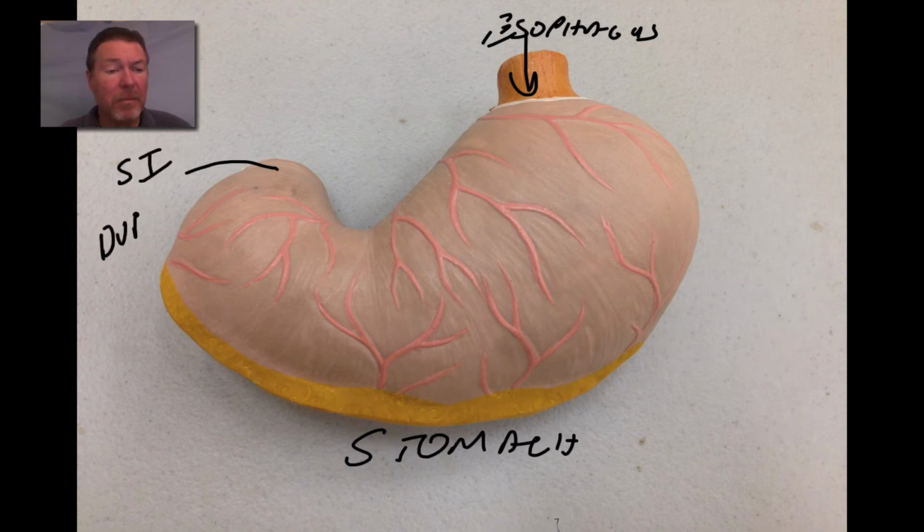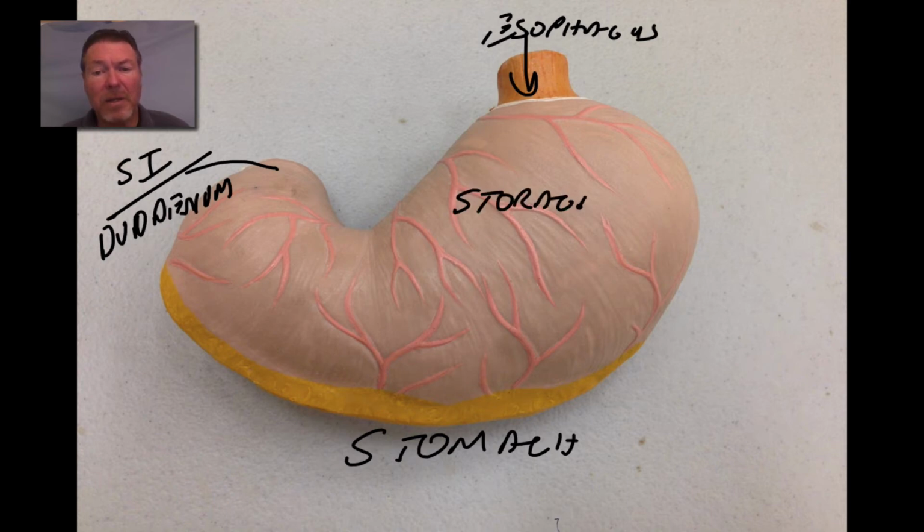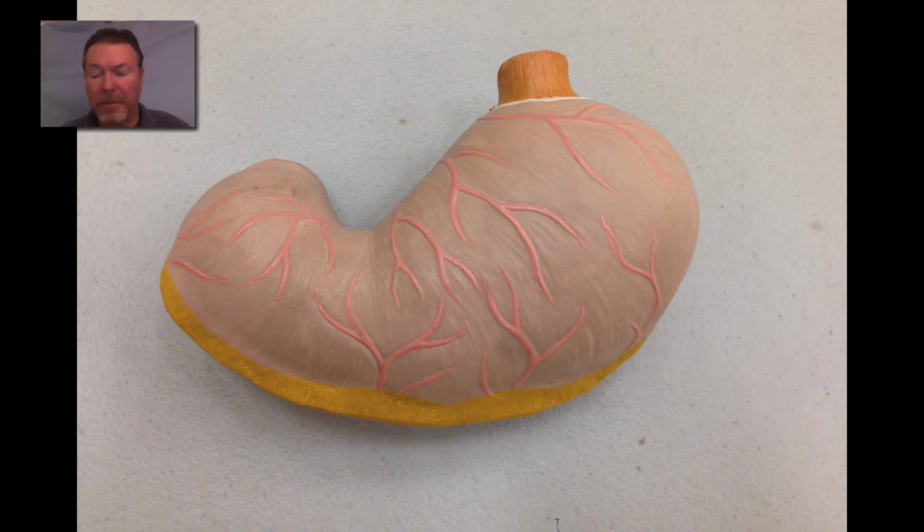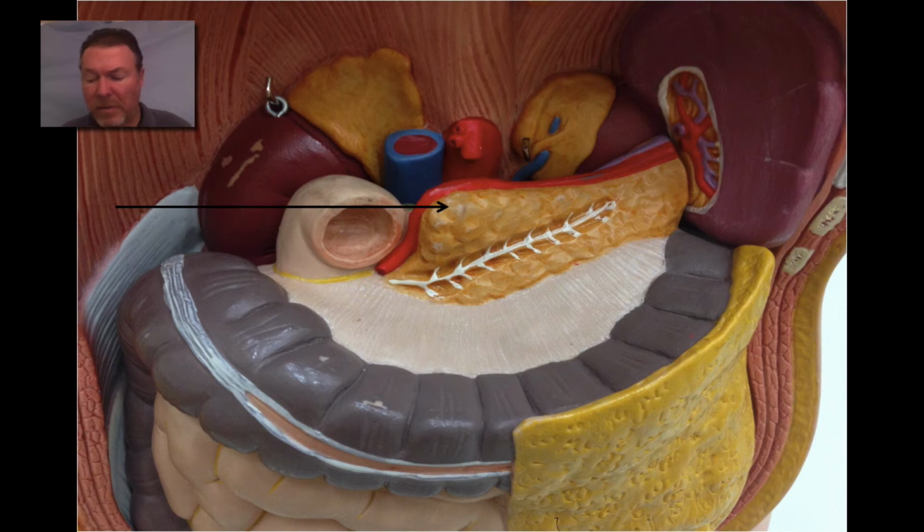The duodenum neutralizes the stomach acid that's produced in here. But this is basically storage and sterilization. Sterilize, spell that there. So the stomach is storage and sterilization. Next question is, what is this organ? And it is the pancreas.